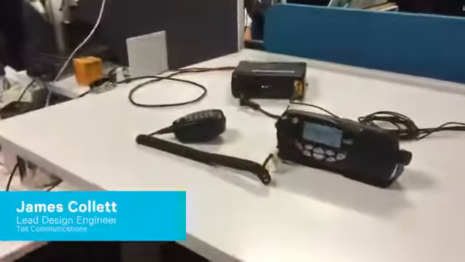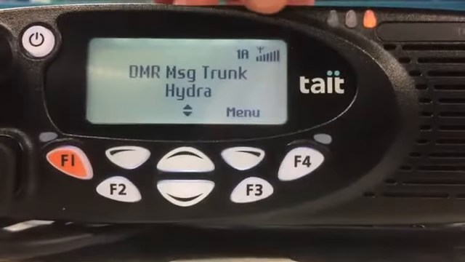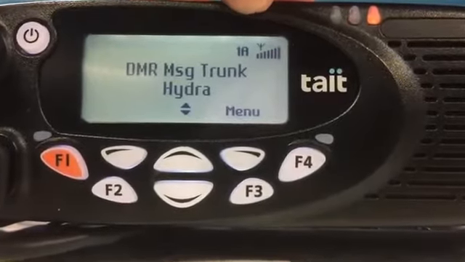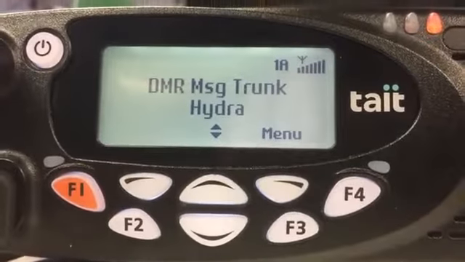Here we have a TU2000 unit that's connected to the LMR system we have built up here, and this unit's also connected to the cellular network. Now we know that the radio is on LMR because in the top right-hand corner you can see that we've got the LMR antenna icon displayed. So what I'm going to do is demonstrate a normal LMR call.